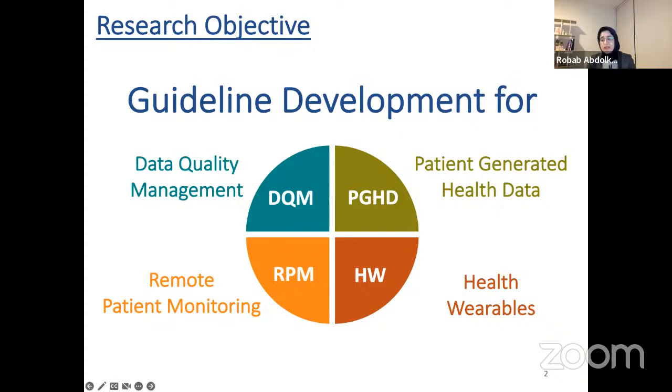PGHD refers to any type of health-related data, such as health and treatment history, symptoms, biometric data, lifestyle choices, and other health information that's created, recorded, gathered, or inferred by patients or their caregivers to help address a health concern.